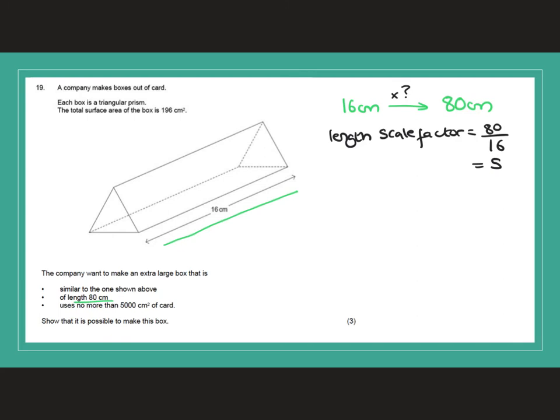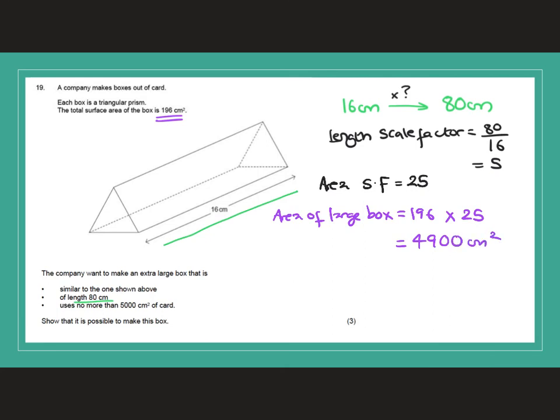We're then being asked about area. If the length scale factor is 5, the area scale factor is 5 squared, or 25. Now, the area of this box is 196 centimetres. So the area of the large box will be the area of the small box multiplied by the scaling factor of 25. So 196 multiplied by 25 gives us 4,900 centimetres squared. Now, the key is that this number is less than 5,000 centimetres squared, so yes, it is possible.